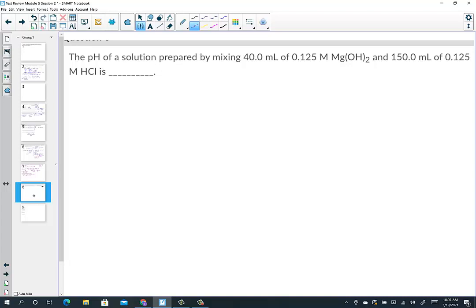This one was sent to me via email as well, and it goes back to the very first problem we worked together. I'm mixing a solution of magnesium hydroxide, which is a base, with a solution of hydrochloric acid, HCl. What is the pH of a solution prepared by mixing 40 mL of magnesium hydroxide at 0.125 molar with 150 mL of a 0.125 molar acid solution?